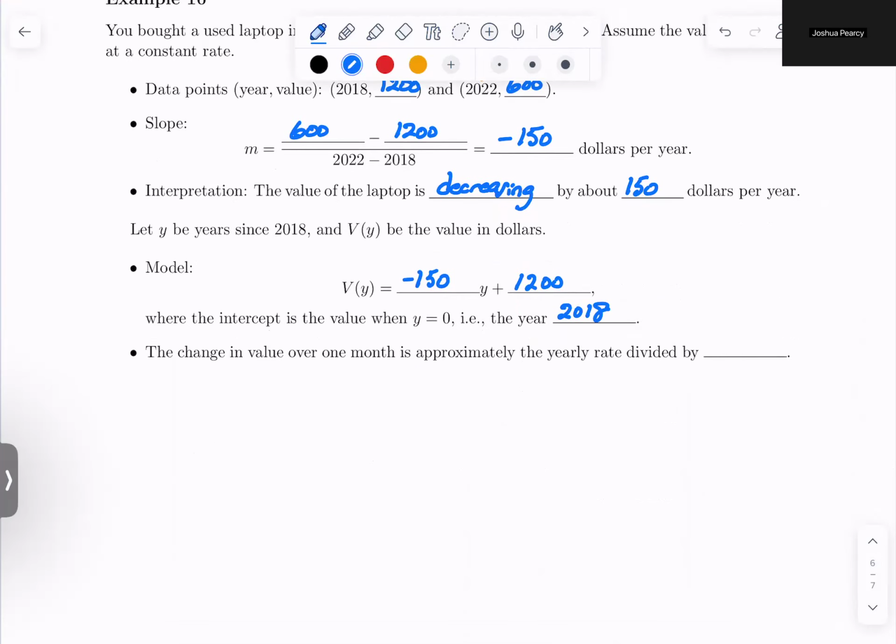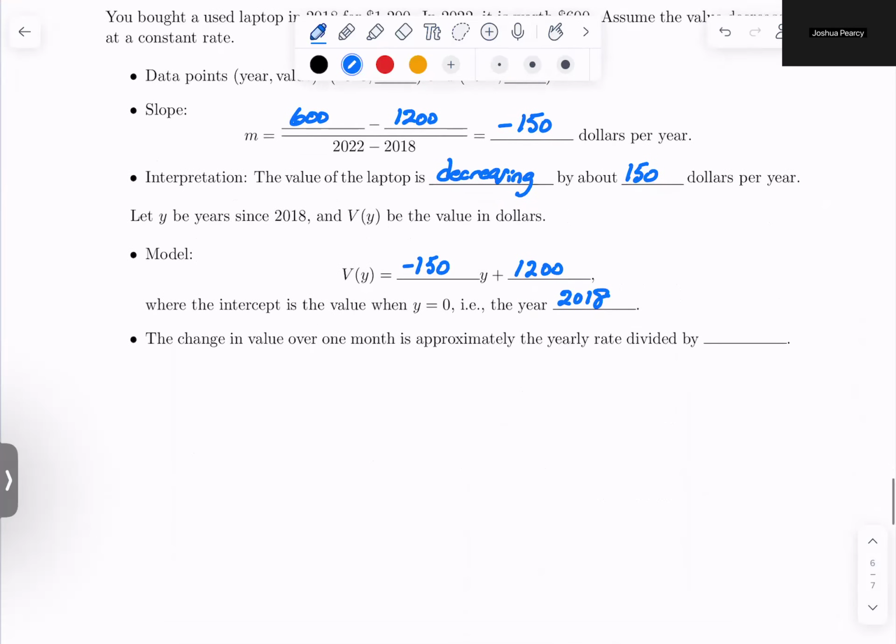Sorry if you can hear my cat. She's meowing because I shut the door.